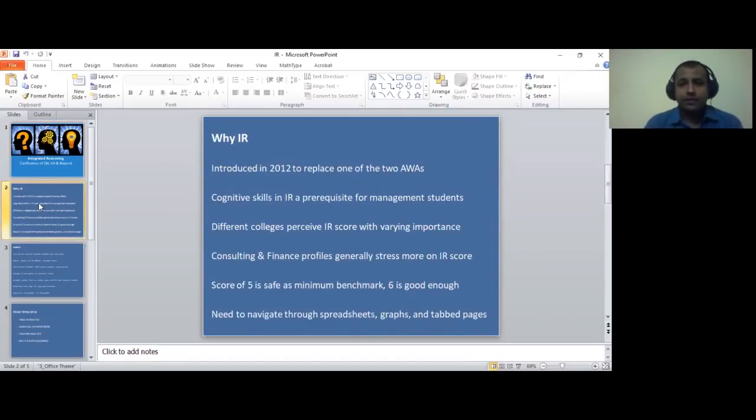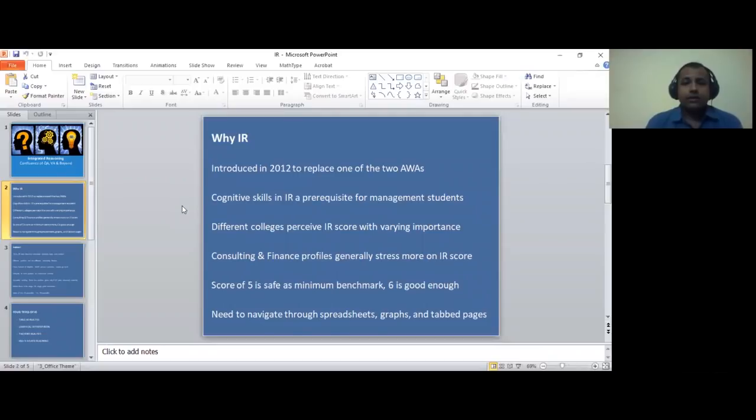IR was introduced by GMAC 5-6 years ago, in 2012, to replace one of the writing sections. Previously, there used to be two writing tasks of 30 minutes each. One of them was done away with, and the IR was introduced. The idea was that the new age information management issues and problems faced by managers, the IR section represented that part of the testing skill set. So it essentially tests cognitive skills, and that was the main focus.